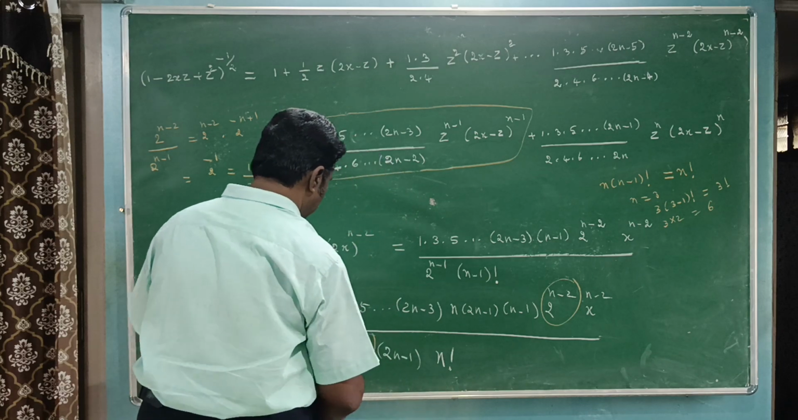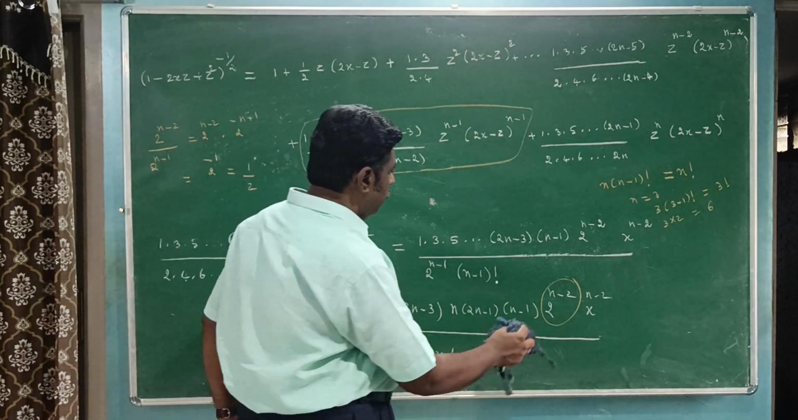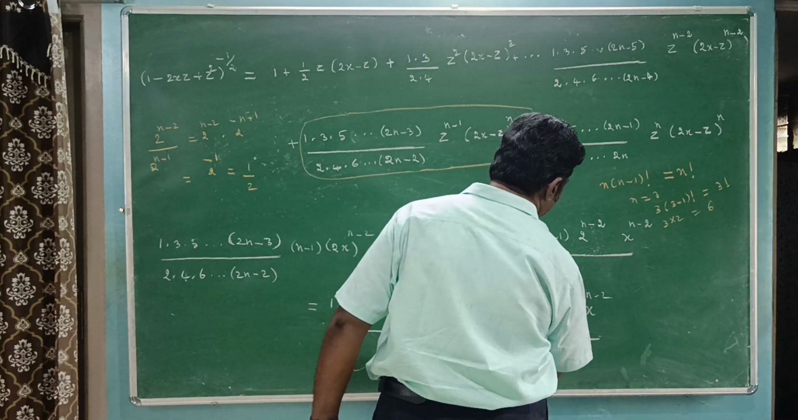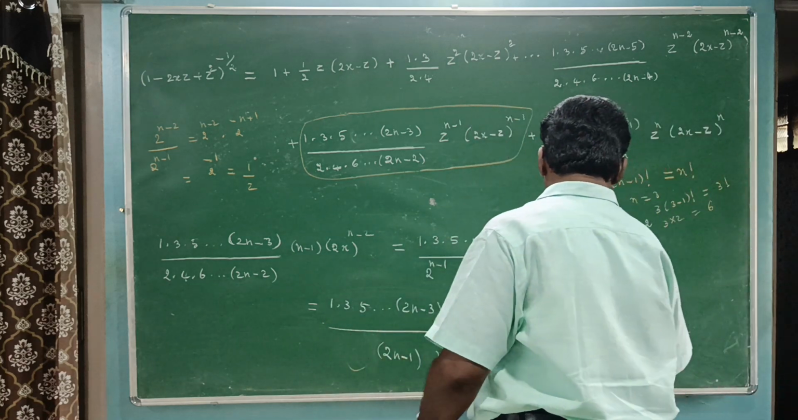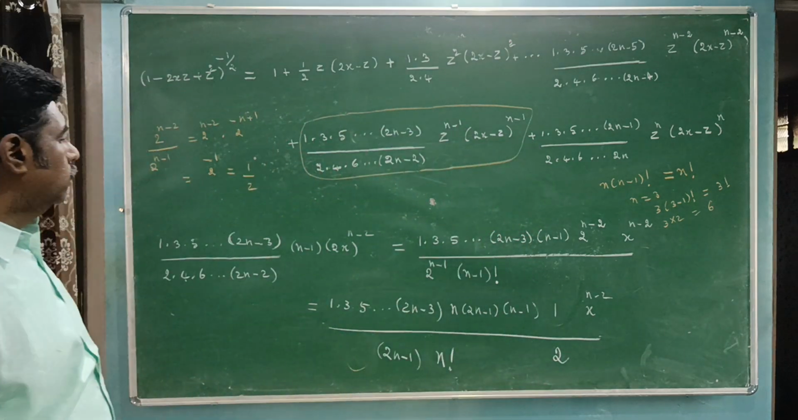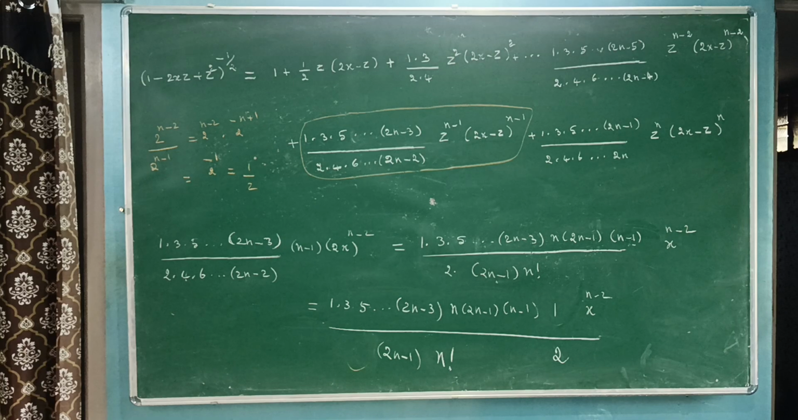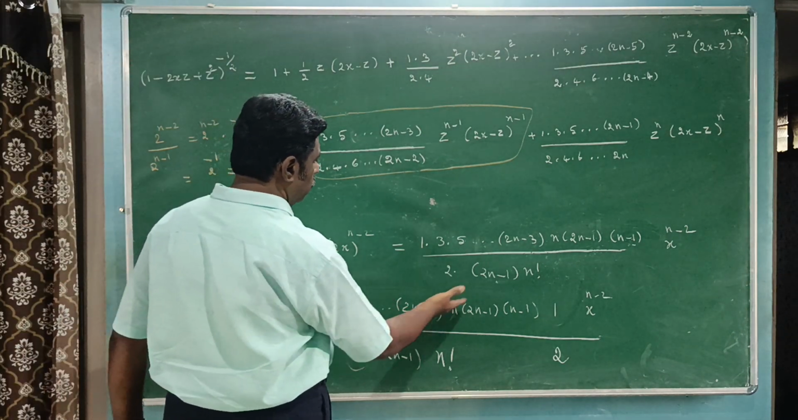Then 2 power n minus 1 and 2 power n minus 2 are replaced by 1 by 2. So this is a new term we have arrived at. We have to simplify this further. From the structure, we have modified this.